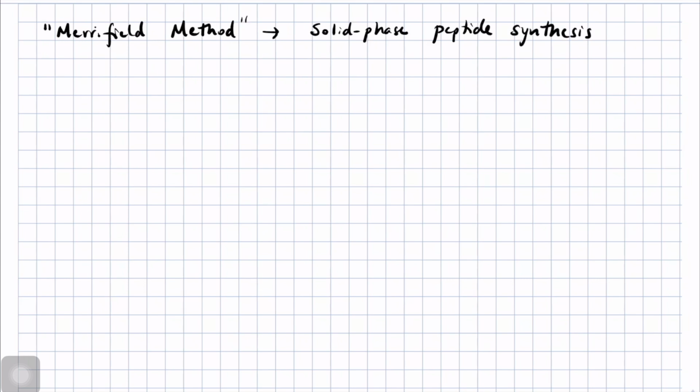Your text calls this method the Merrifield method, after Bruce Merrifield. But more broadly today, it is called solid phase peptide synthesis. And just to introduce the idea, let's imagine that you were trying to couple two amino acids together. Let's suppose you were trying to couple a valine with, let's say, a proline.